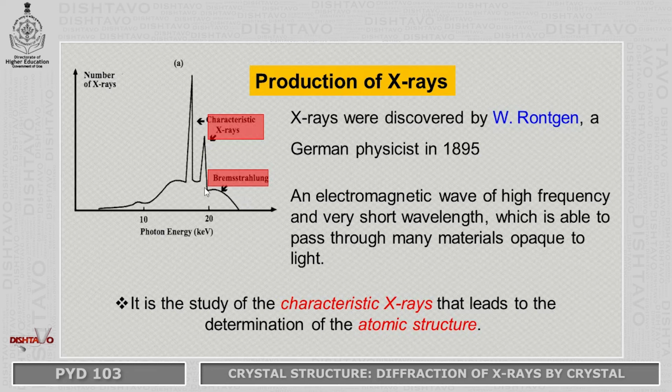Along with it, you also have something called the characteristic X-rays. As the name suggests, characteristic has very much to do with the character of the material. It is material specific. So the spikes which you see have very much to do with the material that is used in the anode. Especially we use materials such as copper, molybdenum, and in some cases even silver. And those specific materials will have specific characteristic X-rays with specific wavelengths which help us to find the crystal structure. Therefore, it is the study of their characteristic X-rays that leads to the determination of atomic structure.